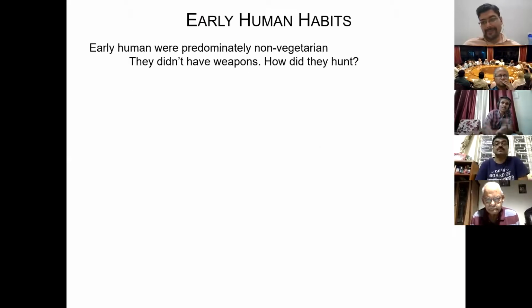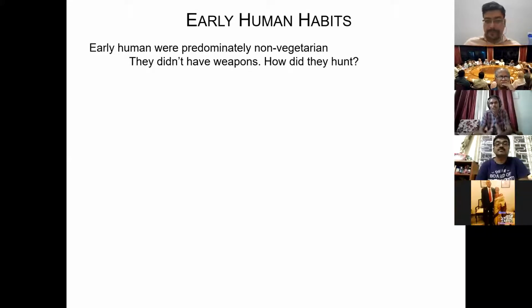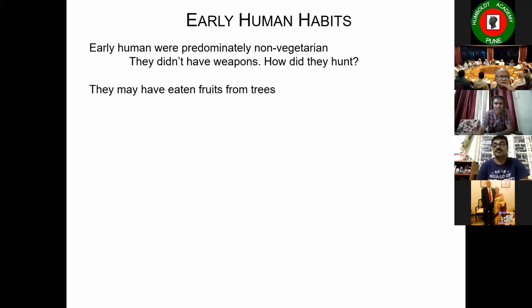So early humans were predominantly non-vegetarian, which I think many of you are aware, because they didn't have weapons. Usually they used to eat what was left over by, let's say, a lion that killed a deer. That's what they were eating. And they may have eaten fruits from trees and few things like that. Largely they slept on treetops because there was no fire. So for safety, they used to sleep on top of trees.